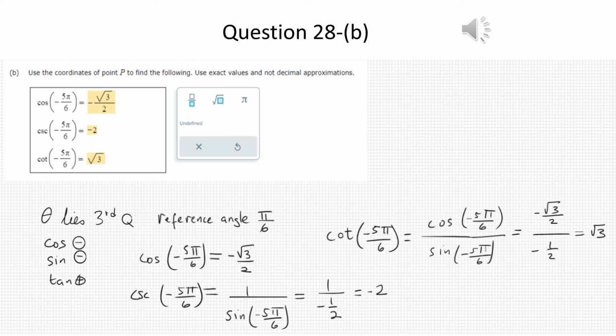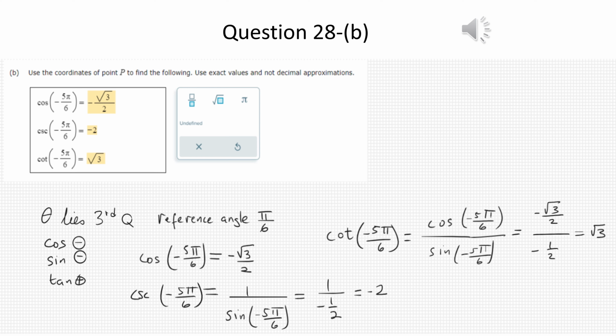Okay, compute cosine negative pi over 6. Well, cosine is an even function. Therefore, the negative disappears. However, in the second quadrant, when it's positive 5 pi over 6, the cosine is negative. And the reference angle obviously is pi over 6. So it's radical 3/2, but negative. Cosecant is the reciprocal of sine.